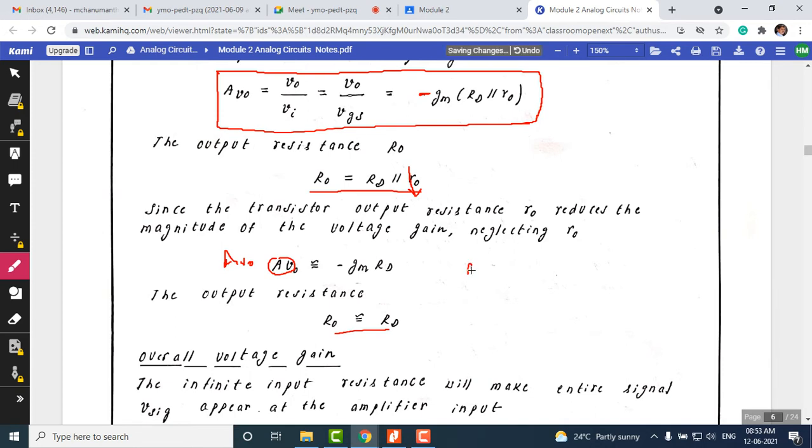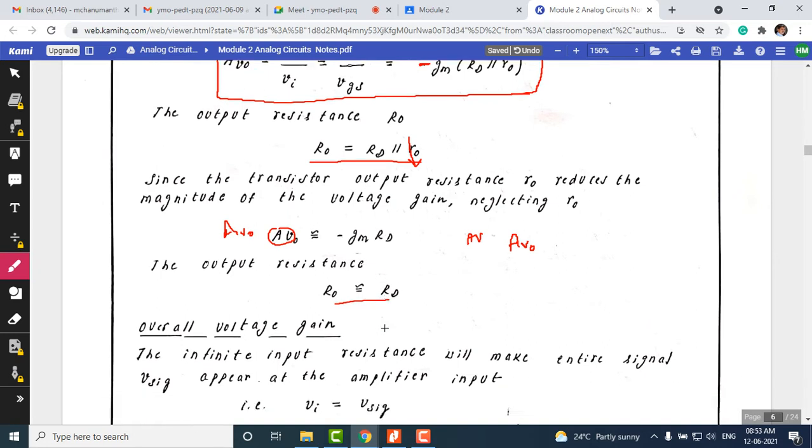You should not write this as Av like this. A and v is the subscript, and another subscript is going to be the v naught. So that's going to approximate this to equal minus gm times RD. Okay, so finally the output resistance: if r naught is ignored, Ro becomes equal to capital RD. Okay, so that means output resistance depends on the external resistor that we have connected between drain and source.